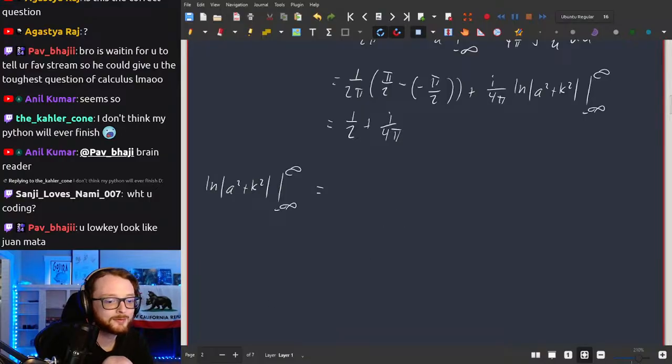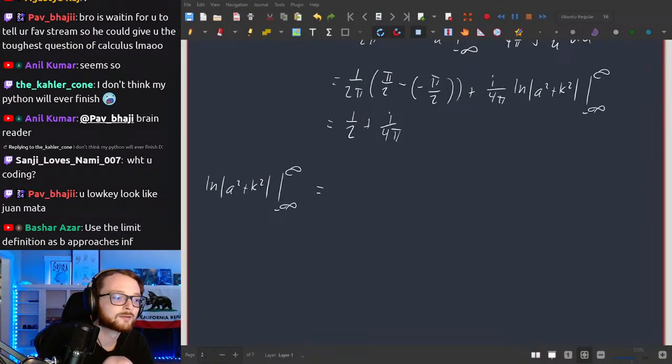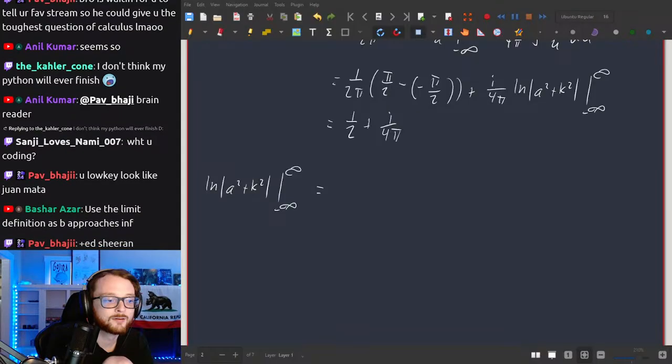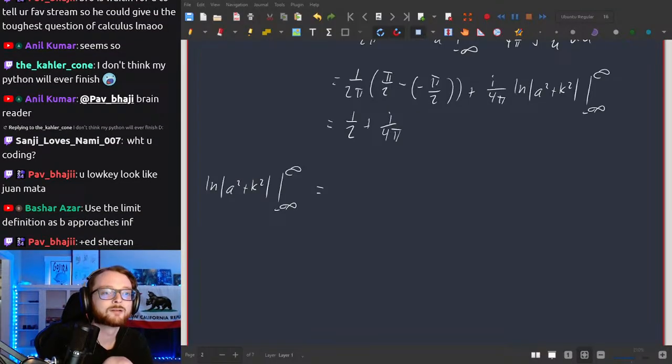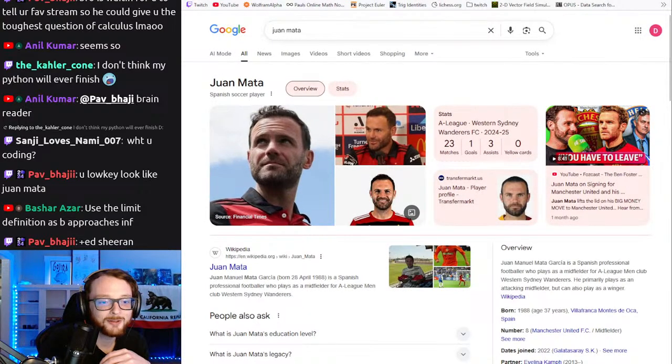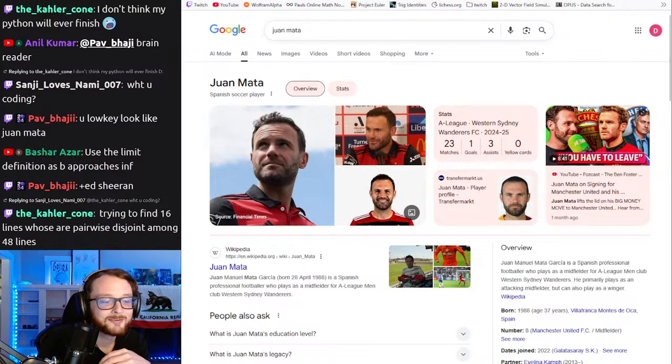Juan Mata? Oh. I'll take that. I'm gonna tell everyone I know that someone said I look like this guy. The Ed Sheeran I've gotten before, yeah.